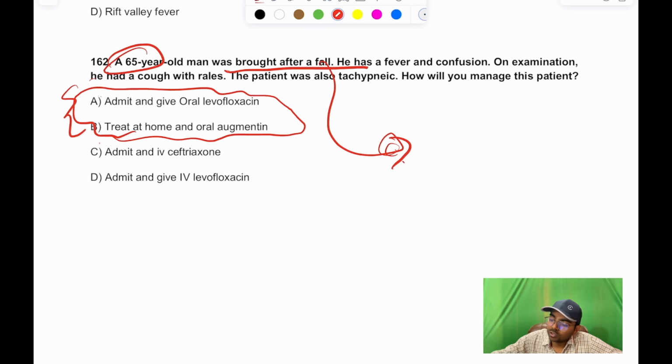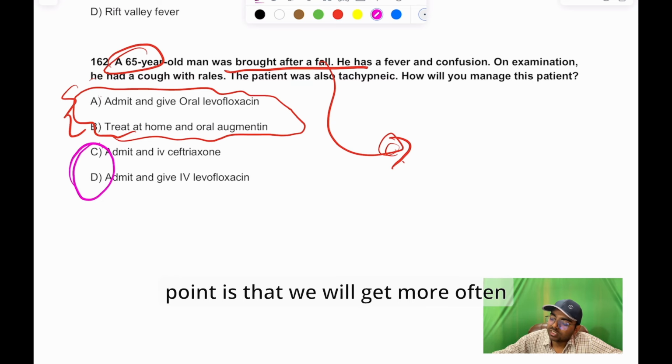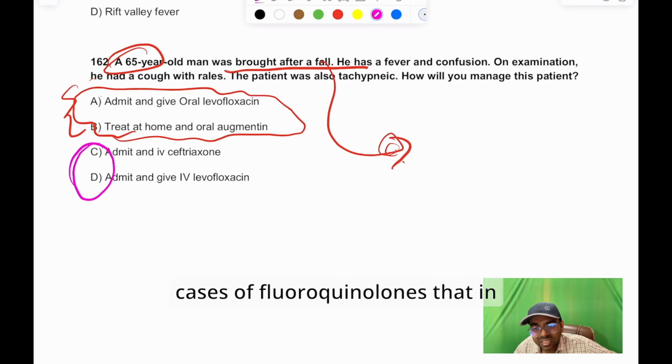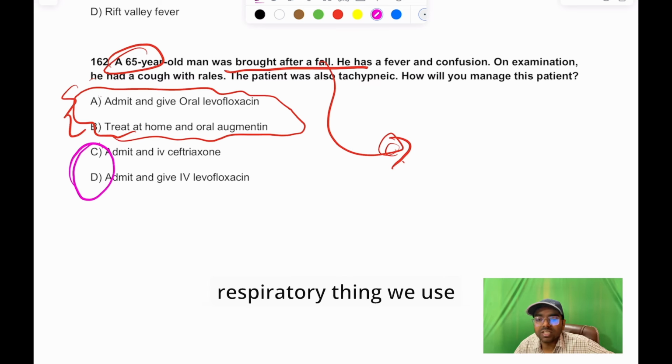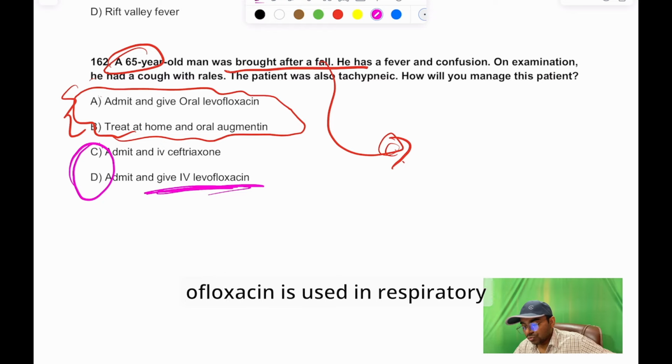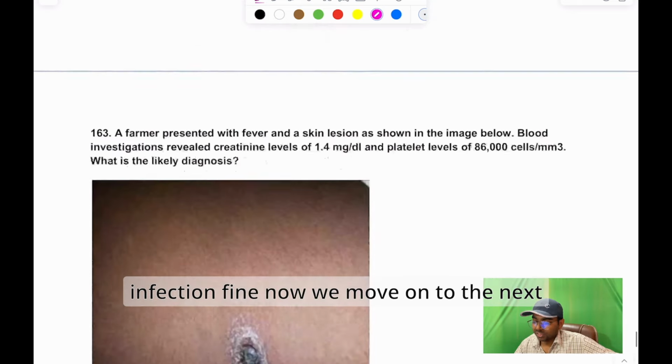Now the point is that we will get this wrong more often, because most people will mark ceftriaxone, but in the case of fluoroquinolones, in respiratory infection we use levofloxacin. So IV levofloxacin is used in respiratory infection. Fine. Now we move on to the next.